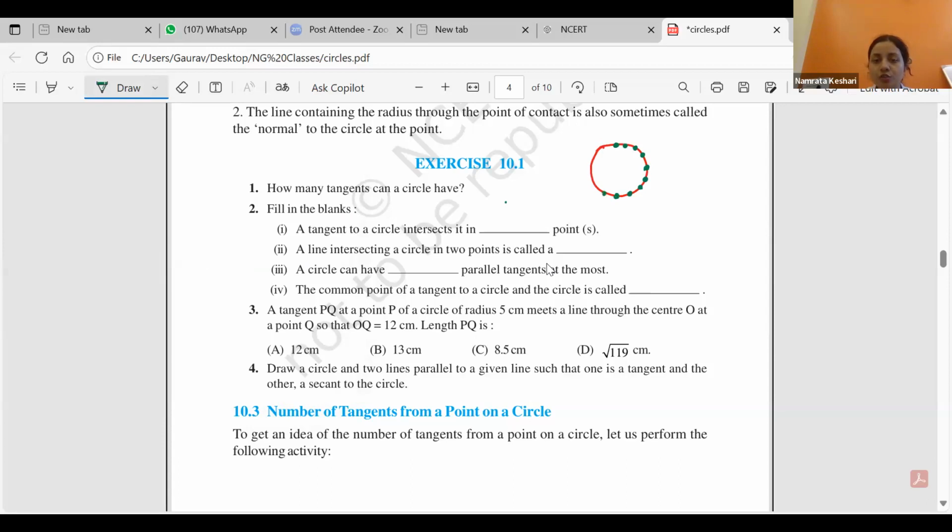Hence we can draw infinitely many tangents. At each and every point, one tangent can be drawn. So for the first one, we'll be writing, if a particular point is not mentioned over here, then infinitely many tangents can be drawn. Are you getting it?